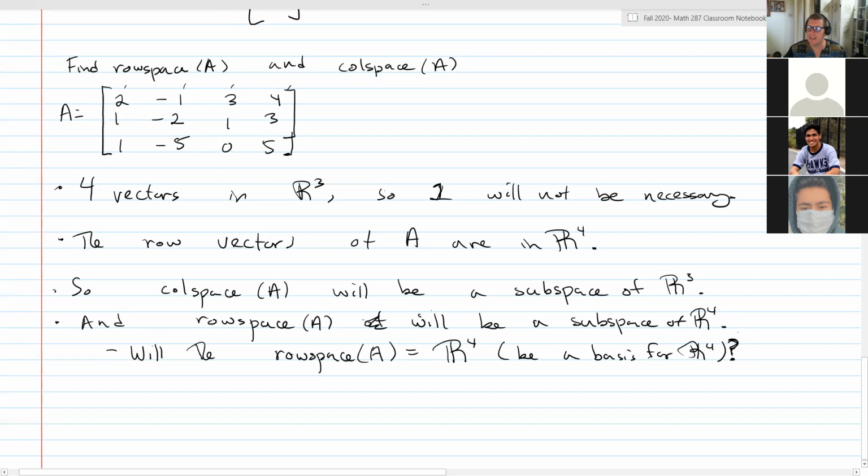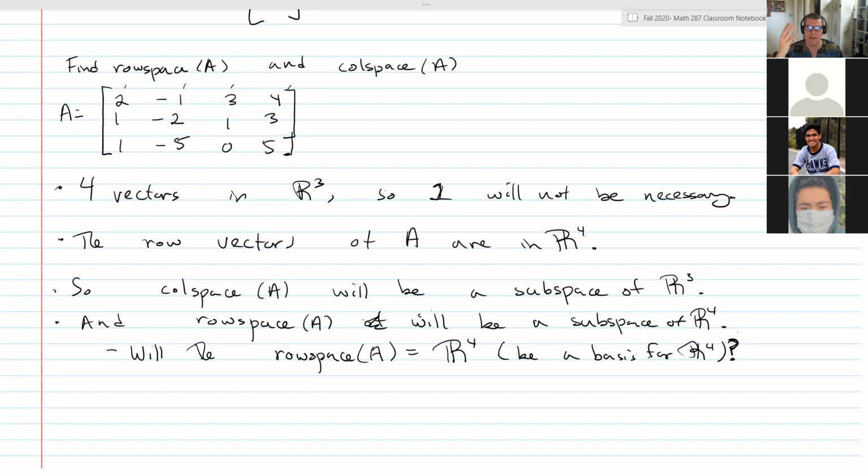It's the row space of A, right? So if we think about the basis vectors for the rows of A, the basis vectors made up of the non-zero rows of REF of A, is that going to be, in fact, all of R4? The answer is no, it won't. There's not enough of them. The maximum number of row vectors in REF of A is 3, because there are only 3 row vectors in A. You need 4 row vectors in R4 to give you all of R4.